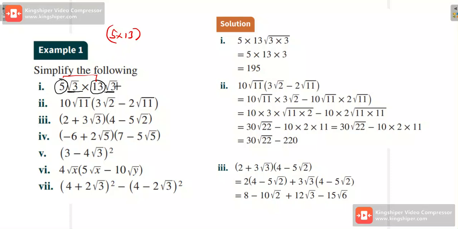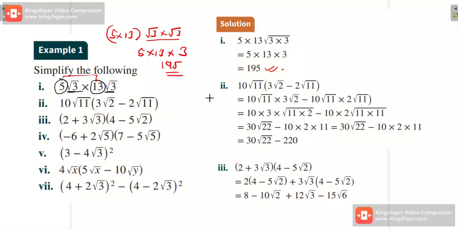Then the irrational part, which is root of 3 and root of 3, you also multiply. So you have root of 3 times root of 3. But we know that root of 3 times root of 3 can be written as root of 3 squared, which is the same as 3. So finally, we have 5 times 13 times 3. And the final answer will be 195 as it is indicated here. Let's try the next example.